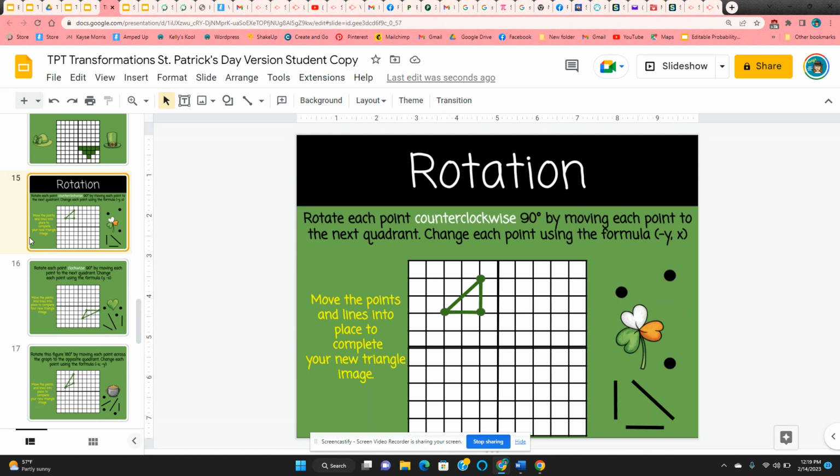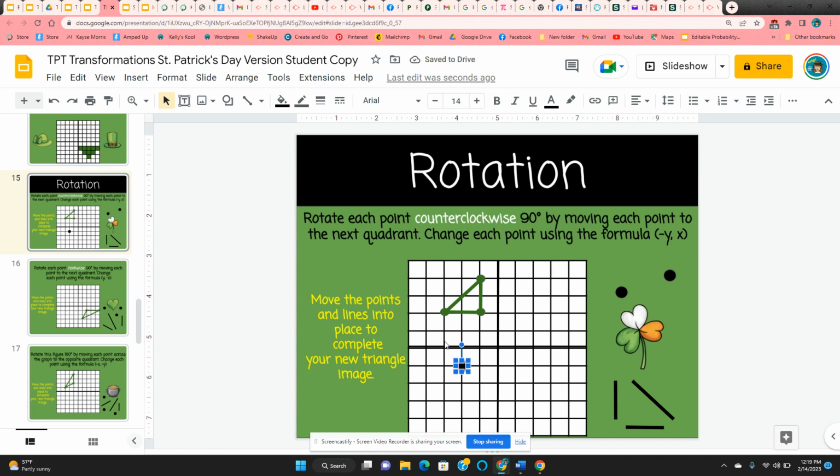Then we move on to rotation. Now they're given the formula for each one of these. So in this one, they're going to rotate around the origin, and they're going to take each one of these points using the formula (-y, x) to change that point. Now, if they're moving 90 degrees counterclockwise, they should know that it's going to be in quadrant 3 because they're rotating around that origin. So if they take the first point, (-1, 2), and they use this formula, now they're going to have (-2, -1).